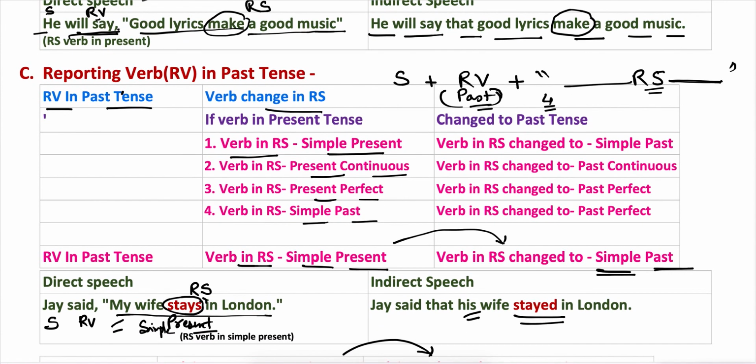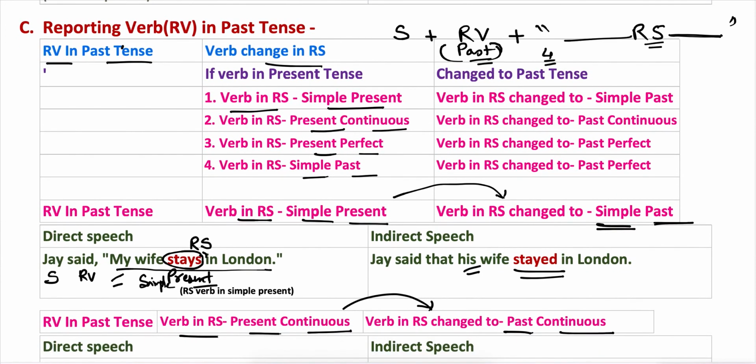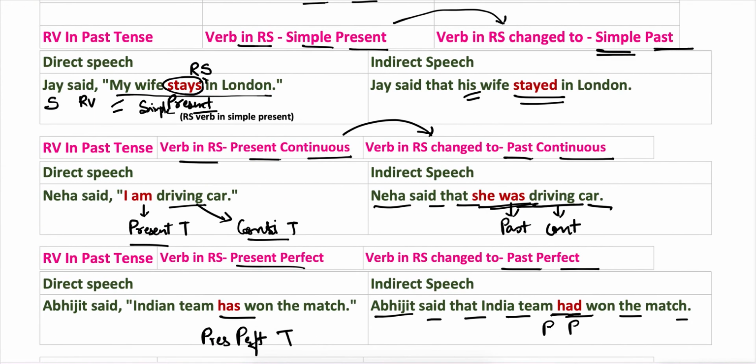Present continuous will change to past continuous. Present perfect will change to past perfect. Simple past will change to past perfect. So if you know these four conditions, then you can easily convert a direct statement into indirect statement. And we have seen this with example.